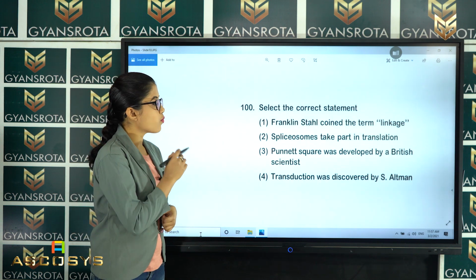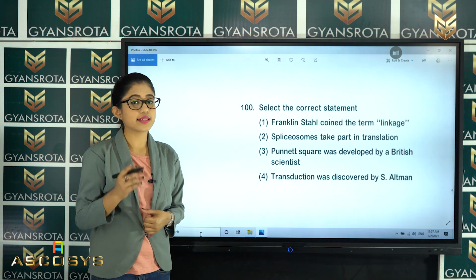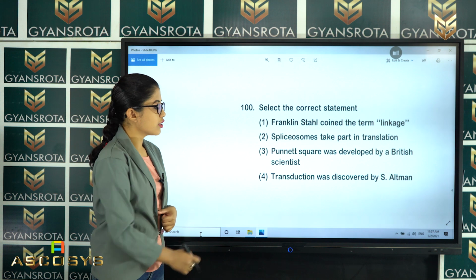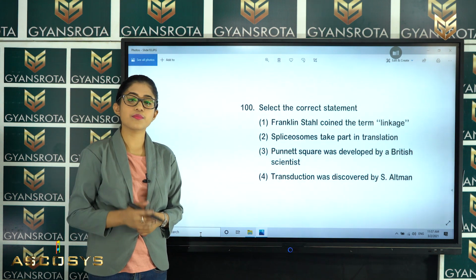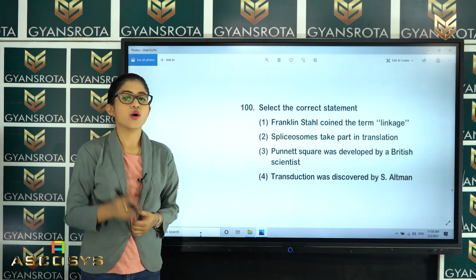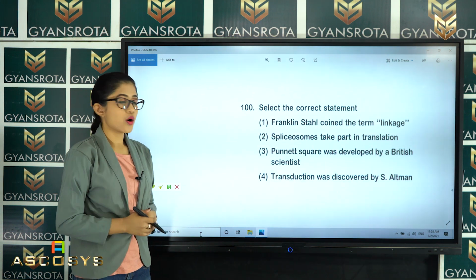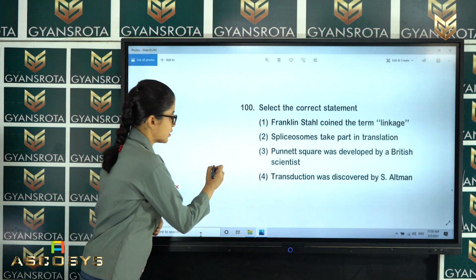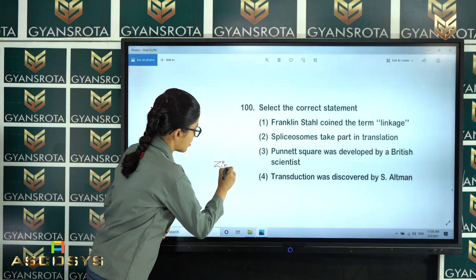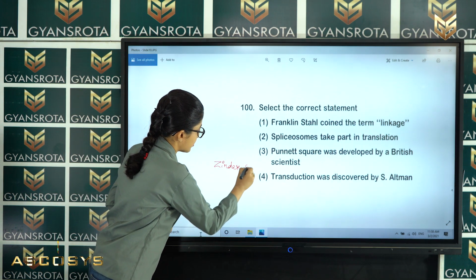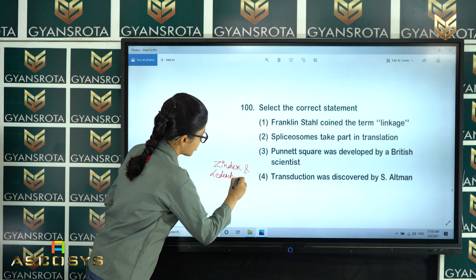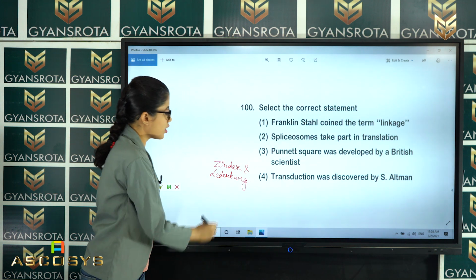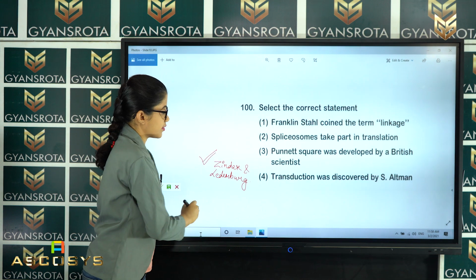But options number 1 and 2 are the incorrect statements, and in option number 4 it says that transduction was first discovered by S. Altman, whereas transduction was given by Zinder and Lederberg, right? So this is not given in your NCERT book, so this is the correct answer, right?